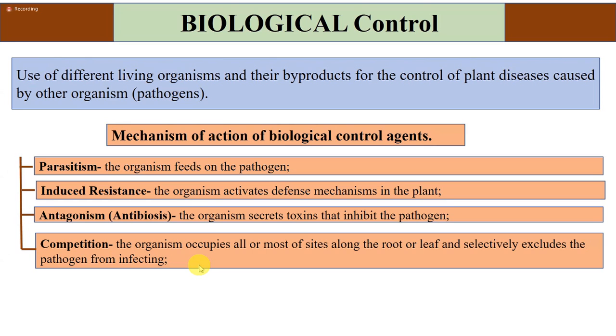On the other hand, comparing the parasitism between the biotroph and the necrotroph, the biotroph establishes intimate contact with the host cell or penetrates it and obtains the nutrient without killing the host. So this is parasitism.